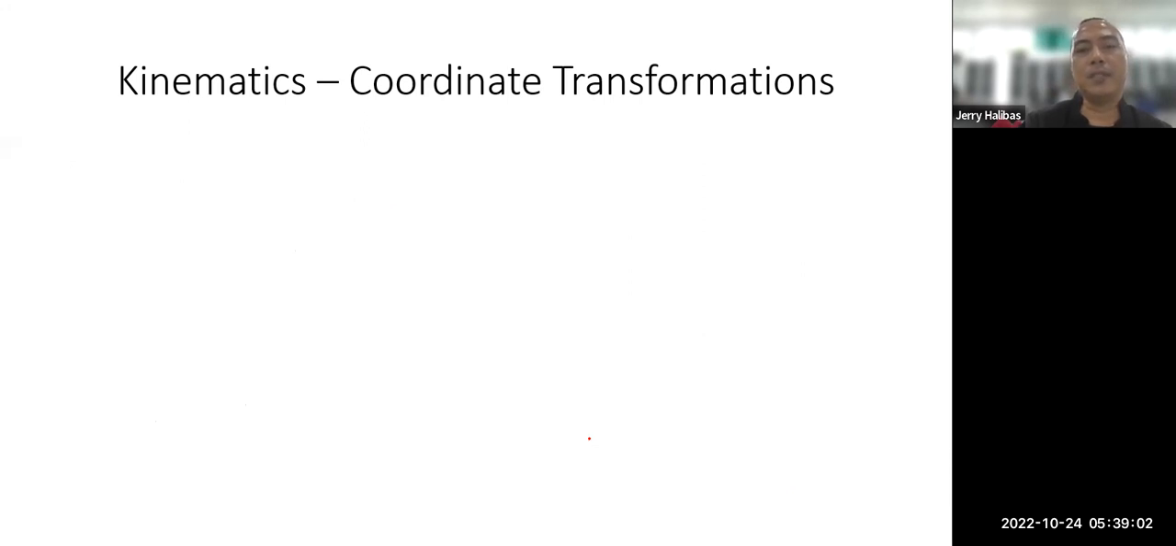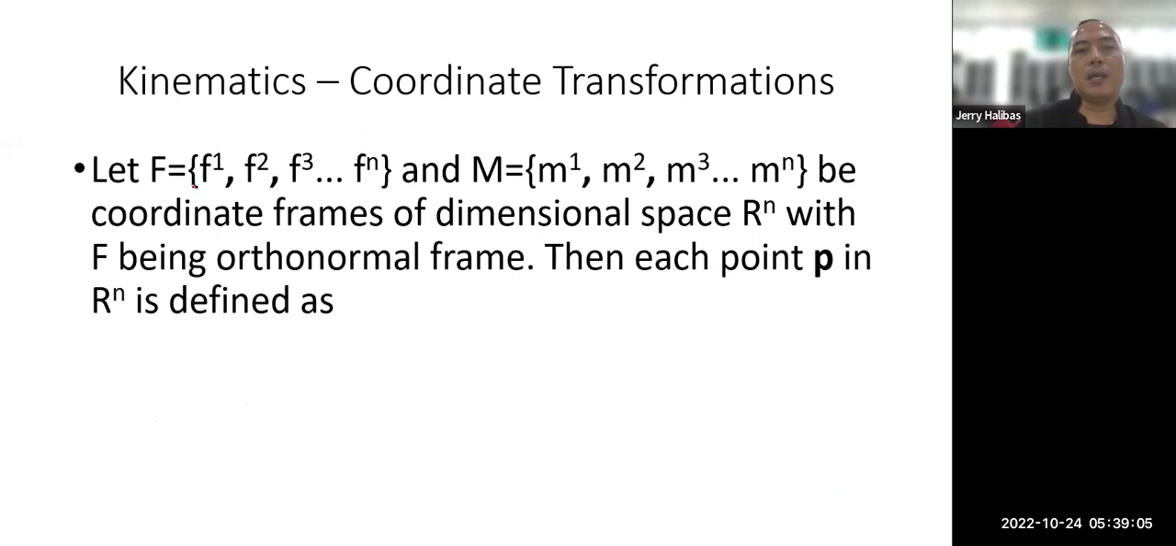or coordinate transformation. Okay, so let F be the fixed frame set of axis, then let M be the mobile frame set of axis, M1 to Mn, be the coordinate frames of dimensional space in Rn. With F being orthonormal frame, then each point in Rn is defined. So, pag ma-notice ninyo, kanus-a lang siya ma-equal, no? Ma-equal lang sila kung ang imong mobile frame naka-originate sa imong fixed frame.